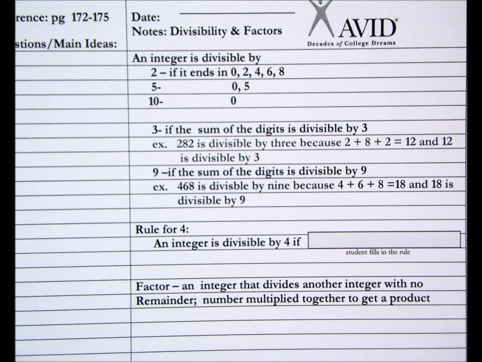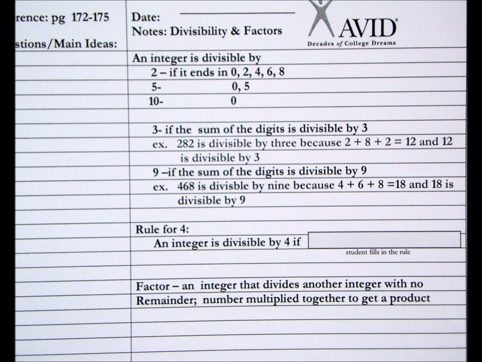For example, an integer is divisible by 2 if it ends in 0, 2, 4, 6, or 8, which are all, of course, even numbers. And so any number that ends in 0, 2, 4, 6, or 8 is divisible by 2. An integer is divisible by 5 if it ends in 0 or 5, and it's divisible by 10 if it ends in 0. But there are other numbers that have similar rules.